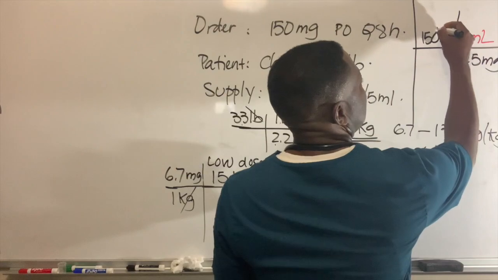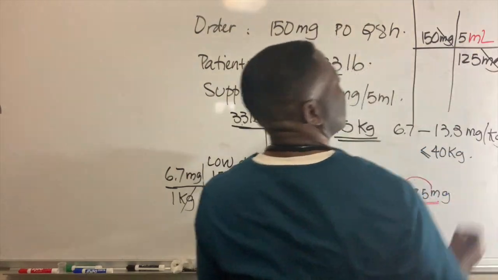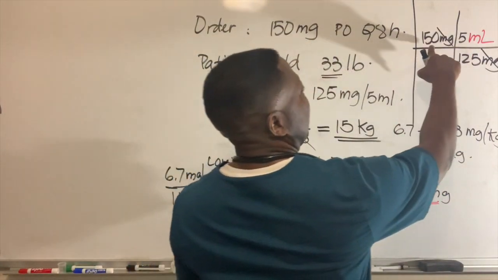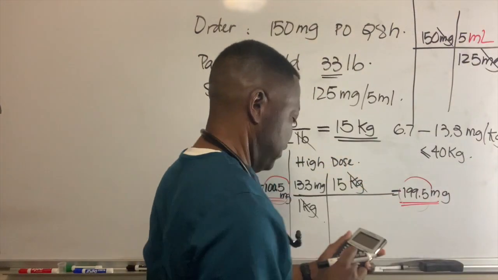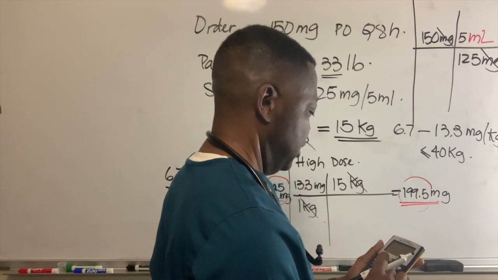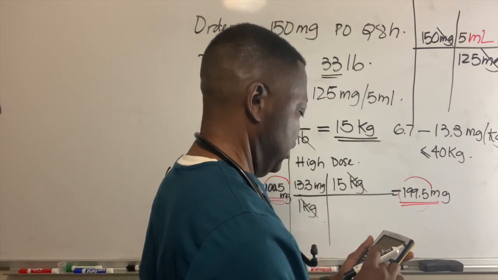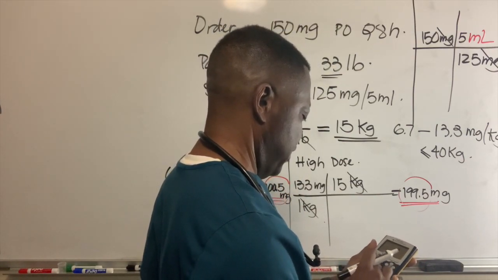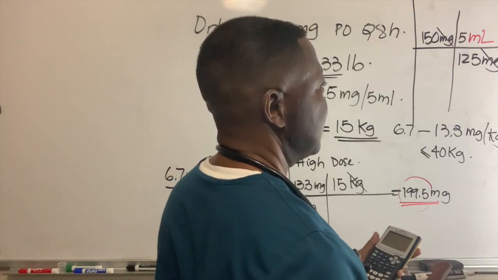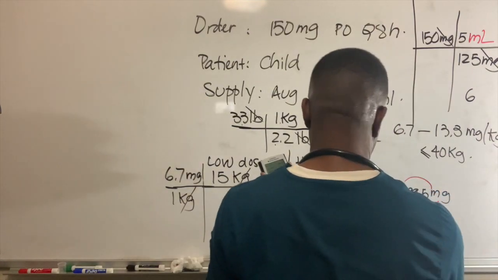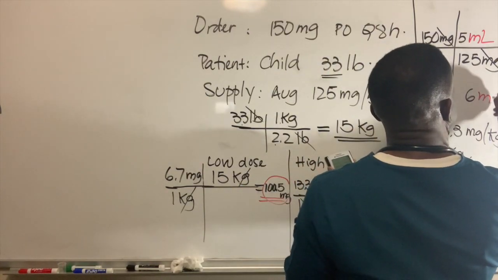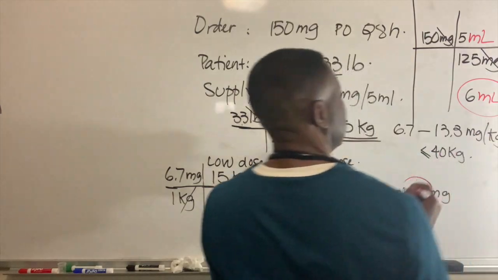So what's the answer? Milligram cancels out. We're left with 150 times 5 divided by 125. The answer is 6 ml. So I administer 6 milliliter of Augmentin to the child.